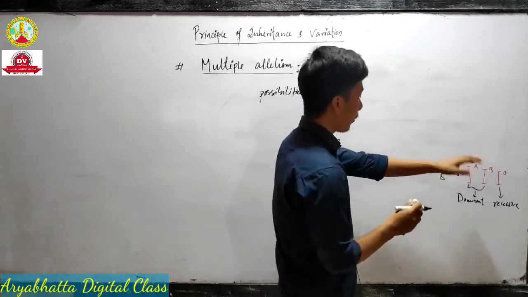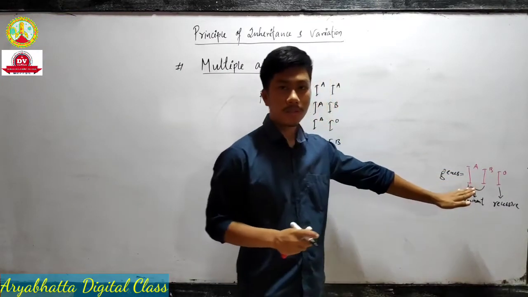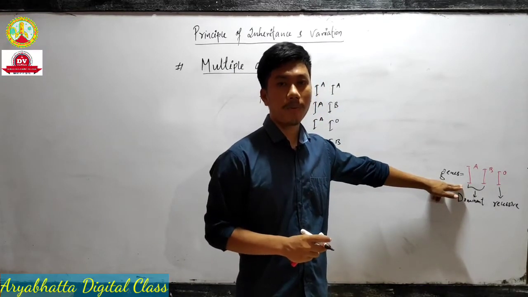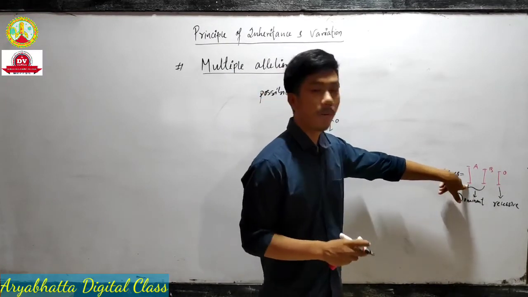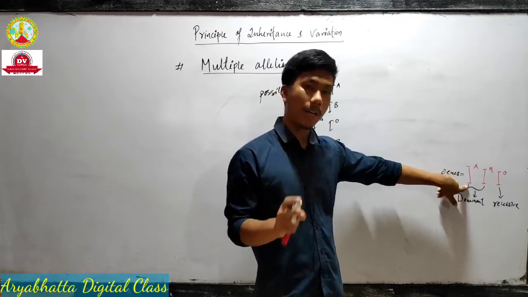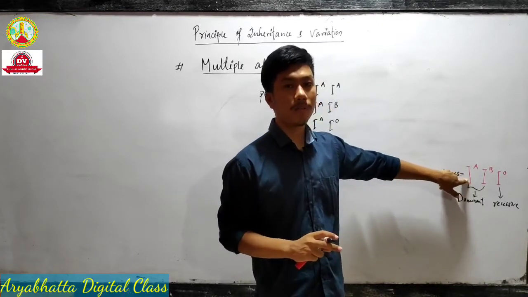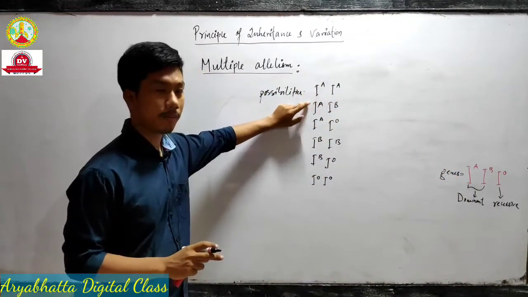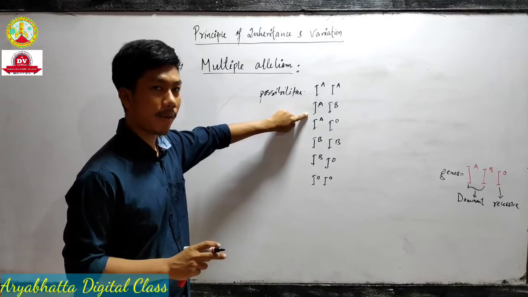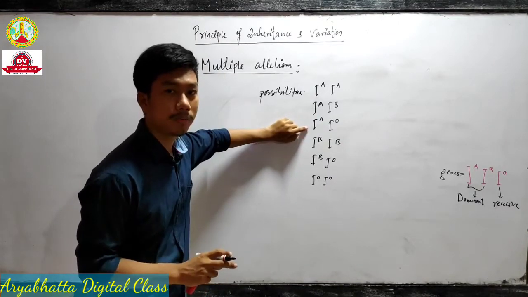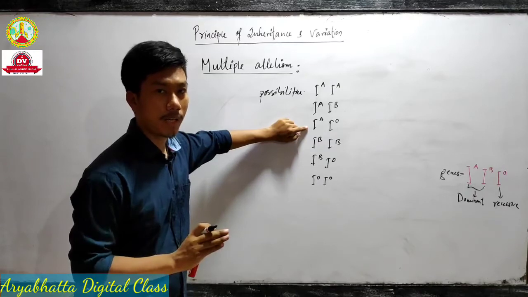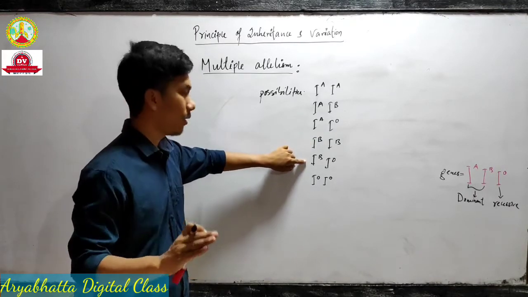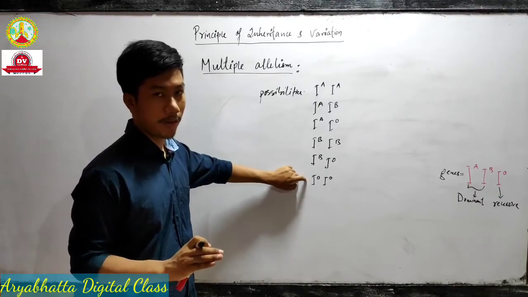Pay attention. We are seeing the possibilities of these three genes. These genes are responsible for the ABO blood group. We represent them in the form of IA, IB, IO. First, we are seeing the possibilities of IA. It could be IA and IA, IA and IB, or IA and IO. Then the IB gene, it could be IB, IO. That's it. Then for IO, it can be only IO.